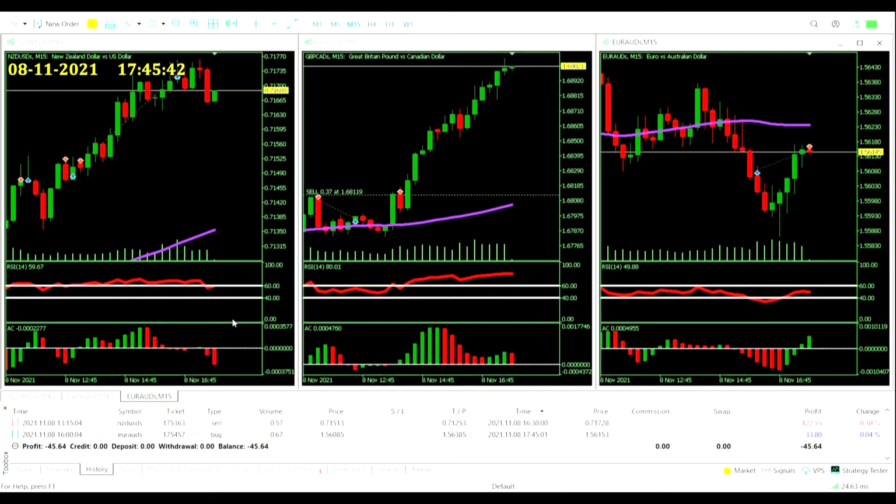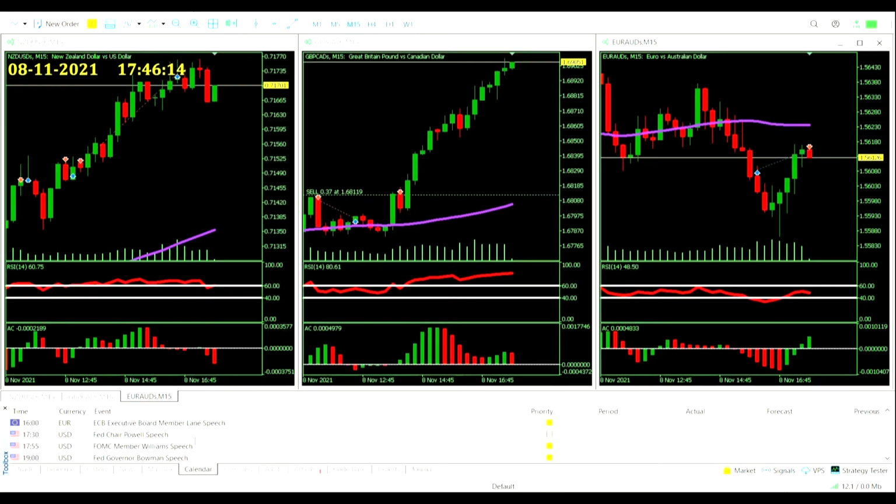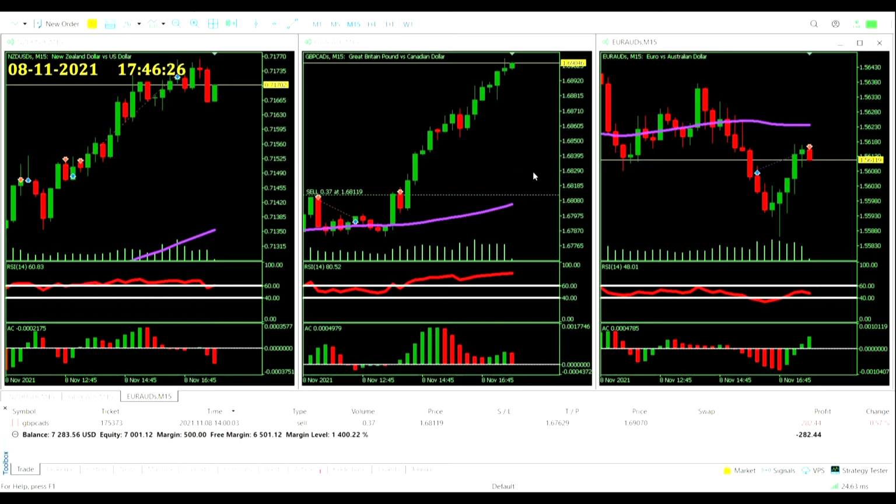Puts us about $45 down, on top of the Great British Pound Canadian dollar trade, which is still going at about $280 down. Not so good. There hasn't been too much impact throughout the afternoon from any of the speeches either. Even Jerome Powell at 5:30 has not got anything interesting to say. And we're not going to take any more entries.